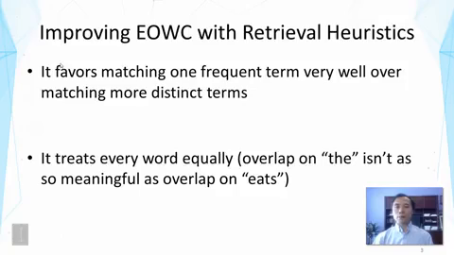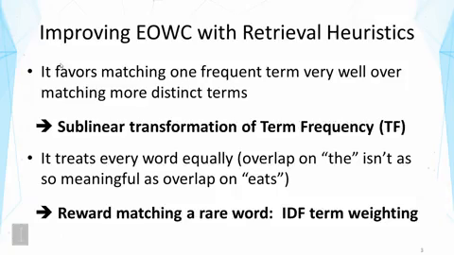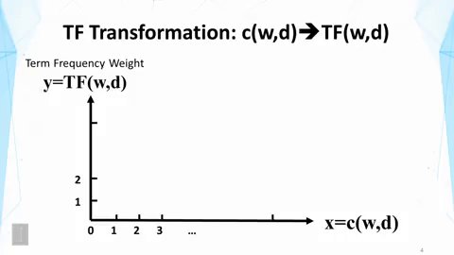So now we are going to talk about how to solve these problems. More specifically, we're going to introduce some retrieval heuristics used in text retrieval. And these heuristics can effectively solve these problems, as these problems also occur in text retrieval when we match a query vector with a document vector. So to address the first problem, we can use a sublinear transformation of term frequency. That is, we don't have to use the raw frequency count of a term to represent the context. We can transform it to some form that wouldn't emphasize so much on the raw frequency.